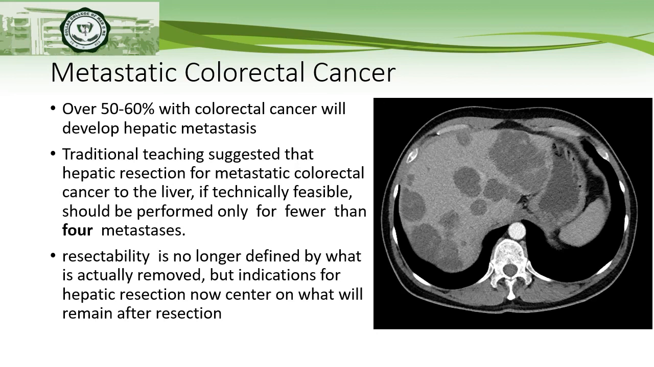Traditional teaching suggested that hepatic resection for metastatic colorectal cancer to the liver, if technically feasible, should be performed only for fewer than 4 metastases. However, later studies have challenged this paradigm. So nowadays, resectability is no longer defined by what is actually removed, but indications for hepatic resection now center on what will remain after resection. All that, plus the use of neoadjuvant chemotherapy, portal vein embolization, two-stage hepatectomy, simultaneous ablation, and resection of extrahepatic tumor in select patients, have increased the number of patients eligible for this surgical approach.